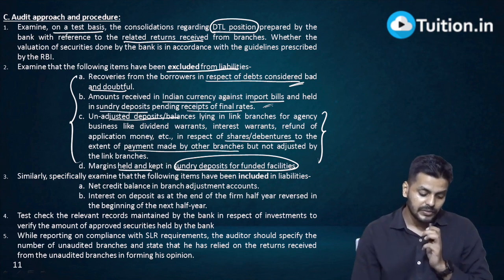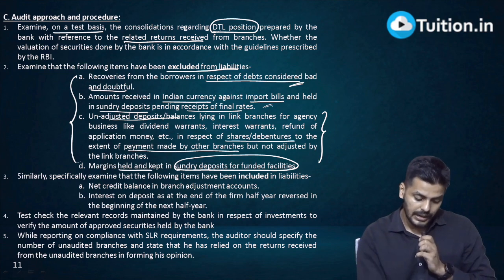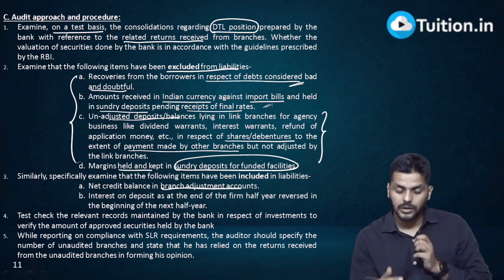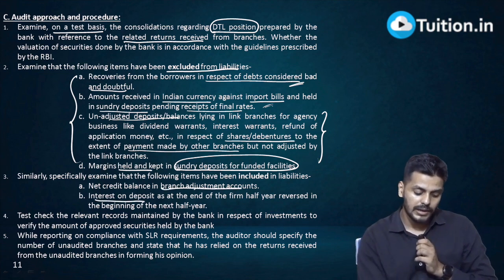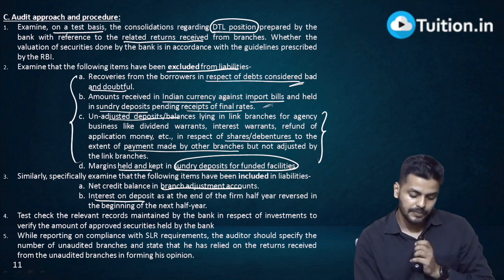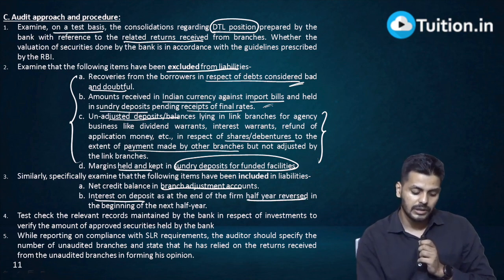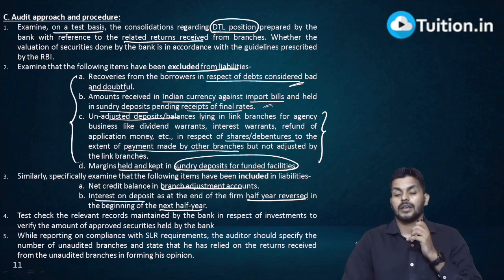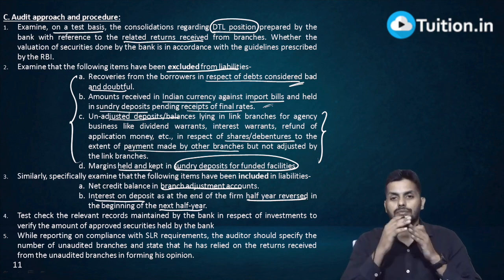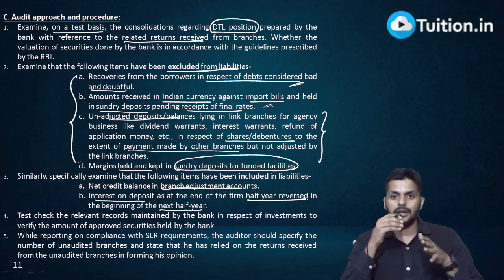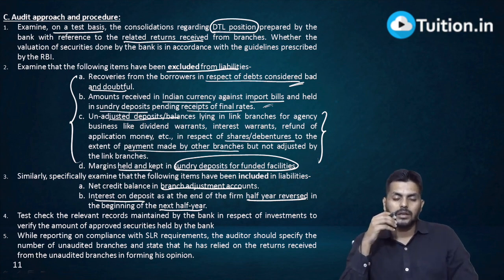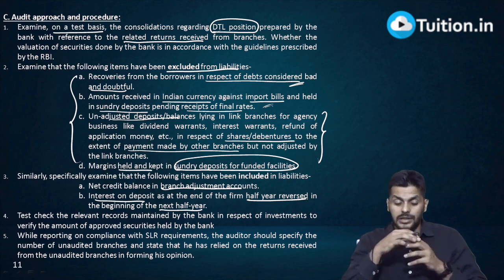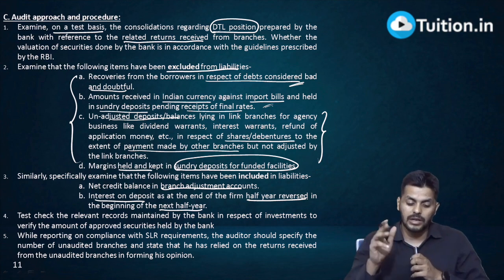Similarly, specifically examine two things: the net credit balance in branch adjustment accounts, and interest on deposits as at the end of the half year reversed in the beginning of the next half year. See, banks have this practice of charging the interest pertaining to that, because some banks have the practice of giving it in September and March. Some banks give it quarterly. So it all depends on what was charged.